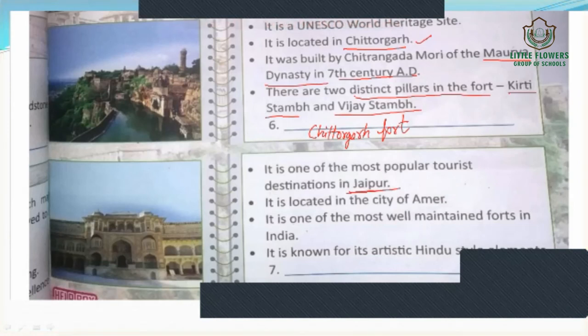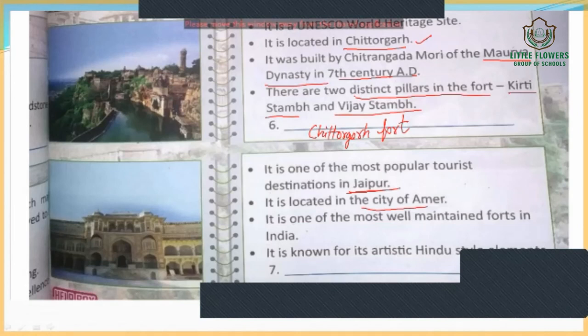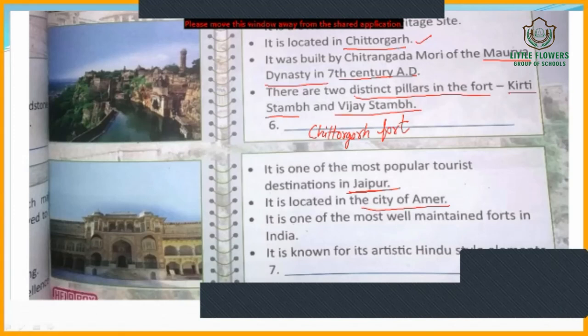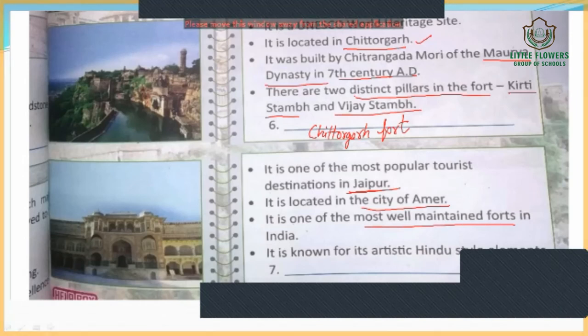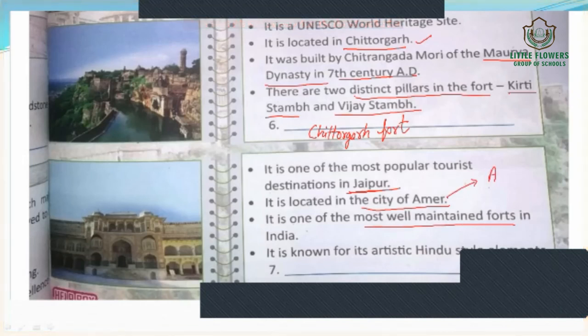The next one we have, it is one of the most popular tourist destinations in Jaipur. Where is it located? In the city of Amer. In Jaipur, it is located where? In the city of Amer. And it is one of the most well-maintained forts in India, and also known for its artistic Hindu style elements. Yes, on the name of Amer, it is Amer Fort.